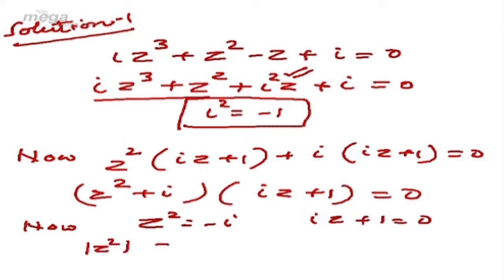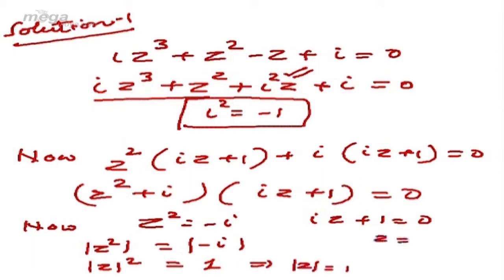The mod of z square is equal to mod of minus i. This will become mod of z to the power 2 is equal to 1. So mod of z becomes 1. Here z is equal to minus 1 by i and you take the mod of z. So mod of minus 1 by i will become 1.